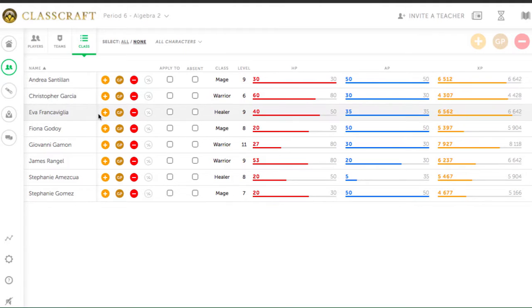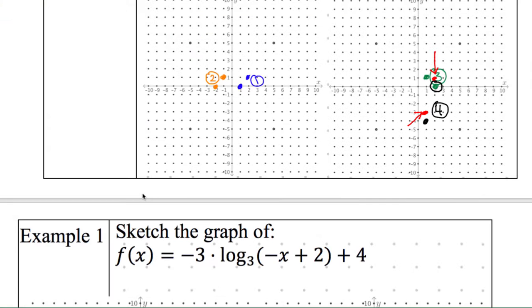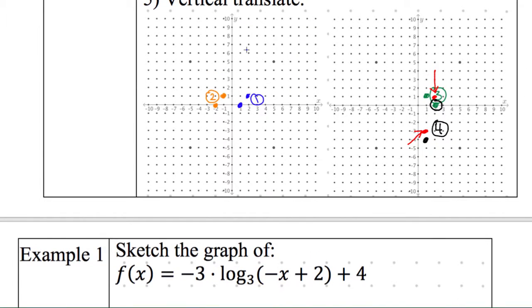Thank you, Fiona. And let me get James in here as well. All right, but here's the key thing. Where the heck is our vertical asymptote? On step 1, it used to be right here. It used to be there, but where is it now?